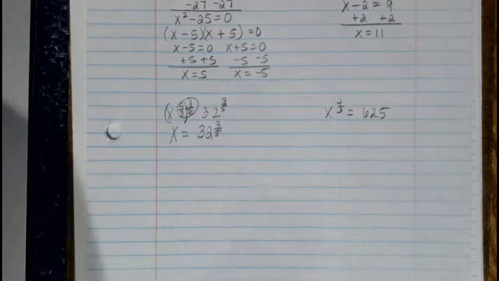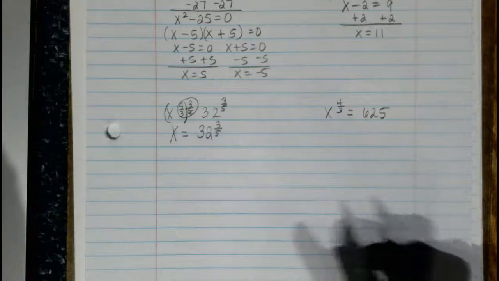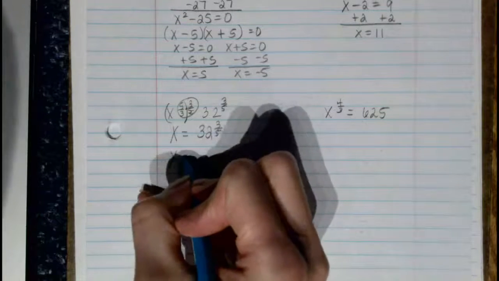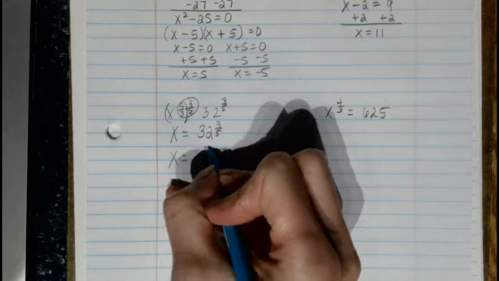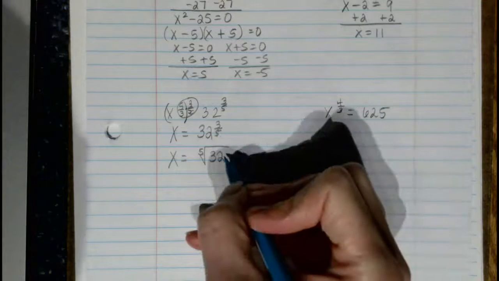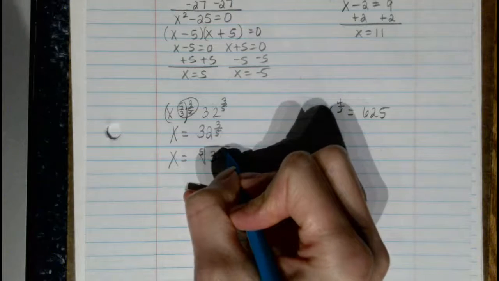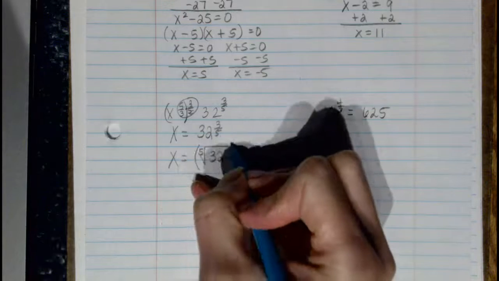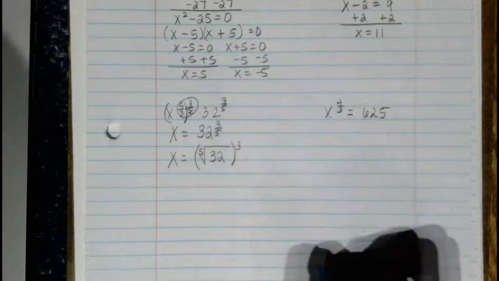And what we need to do is rewrite this in radical form. So the base is going to be the radicand. The denominator is going to go in the checkmark part. It's called the index. And then the numerator is the power. Edmentum writes the 3 on the inside. I prefer to write the 3 on the outside.